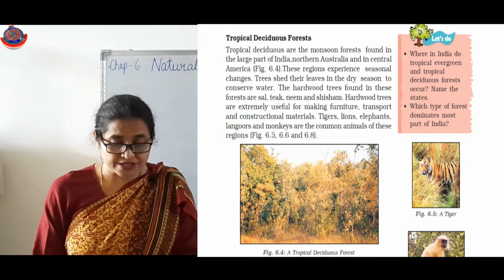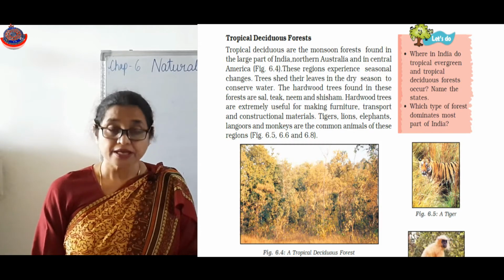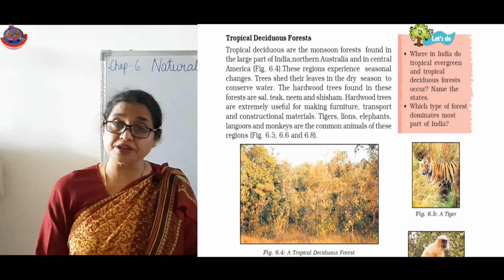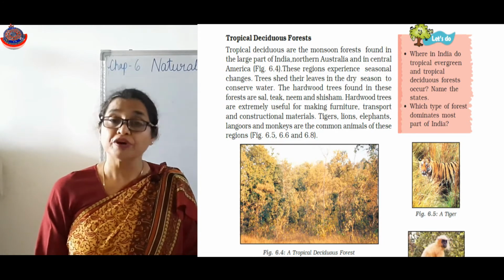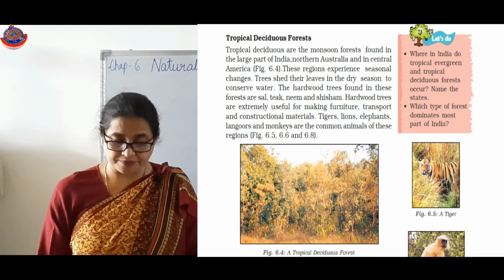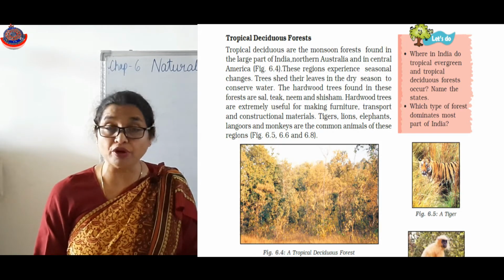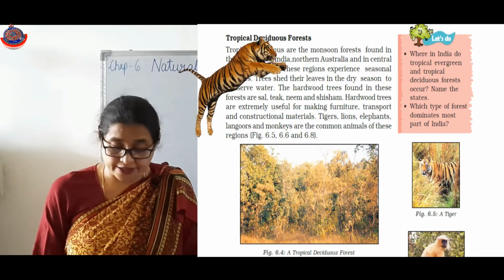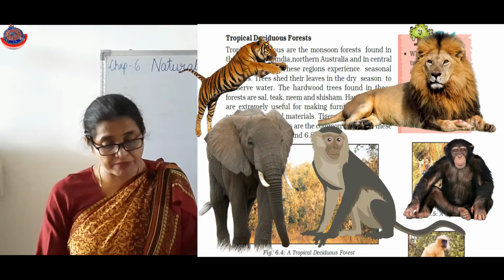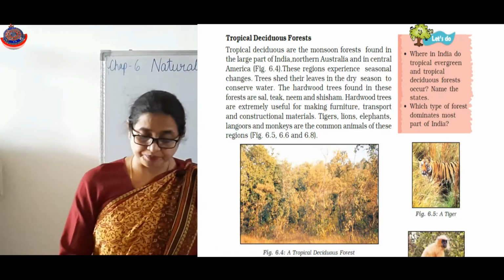The hardwood trees found in these forests are sal, teak, neem and shisham. Hardwood trees are extremely useful for making furniture, transport and construction material. Now, which are the kinds of animals found in these forests? Tigers, lions, elephants, langurs and monkeys are the common animals of these regions.